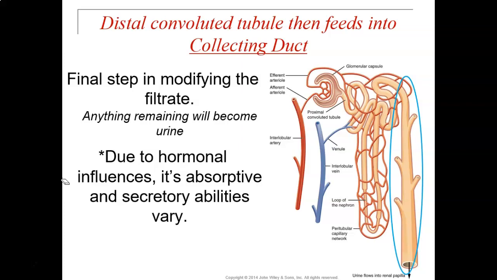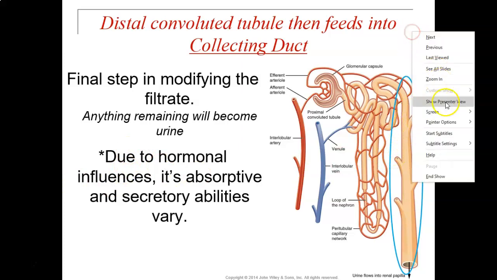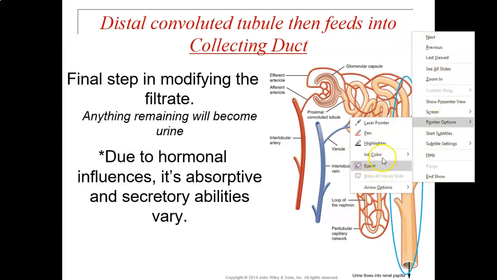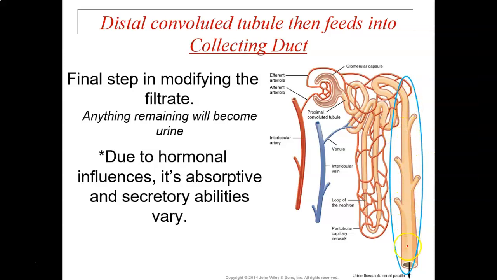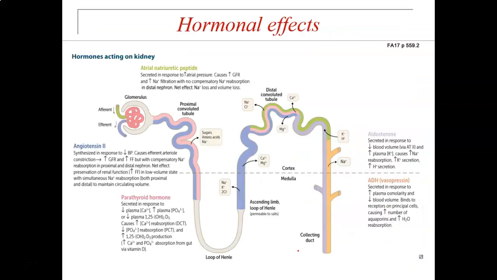So, final step, the collecting duct. This is the last collection port, if you will. Anything still remaining in the collecting duct at the end, that is where urine is then basically dripped out and produced. So we see, due to hormonal influences, its absorptive and secretory abilities vary. Hormones like antidiuretic hormone can greatly influence what the permeability is to water, for instance. We're going to talk about that here in about one second.